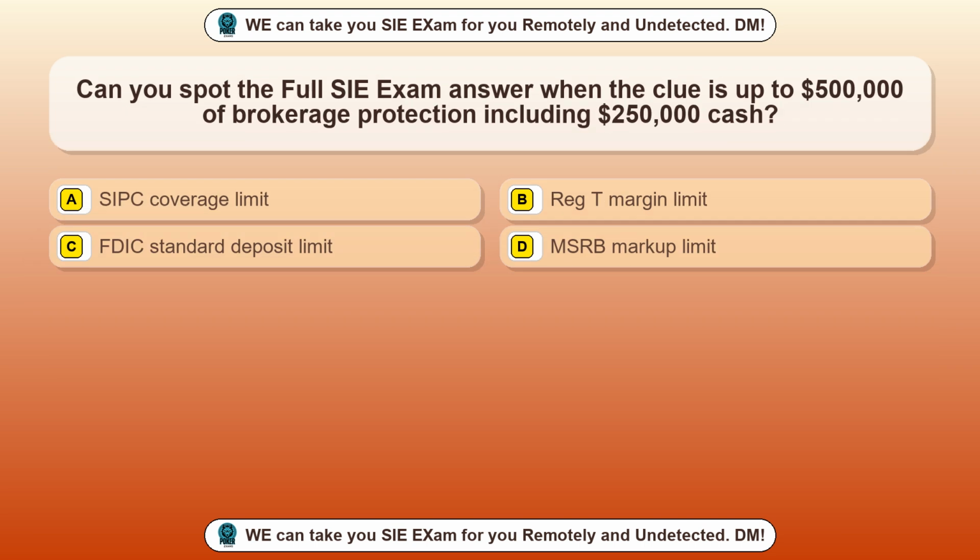Question 81. Can you spot the full SIE exam answer when the clue is up to $500,000 of brokerage protection including $250,000 cash?